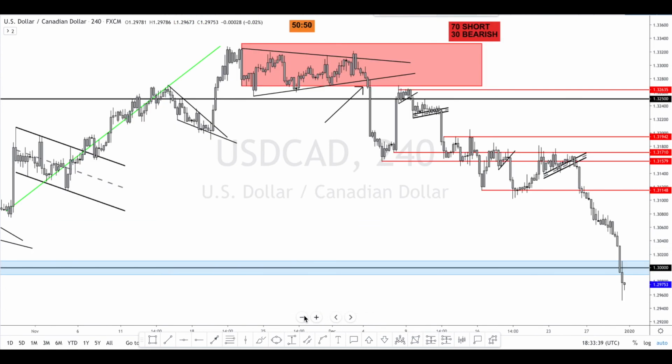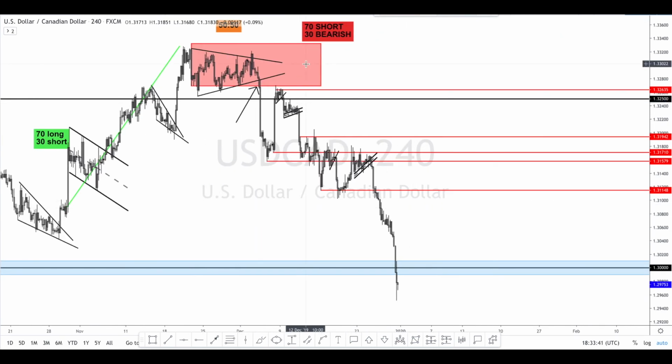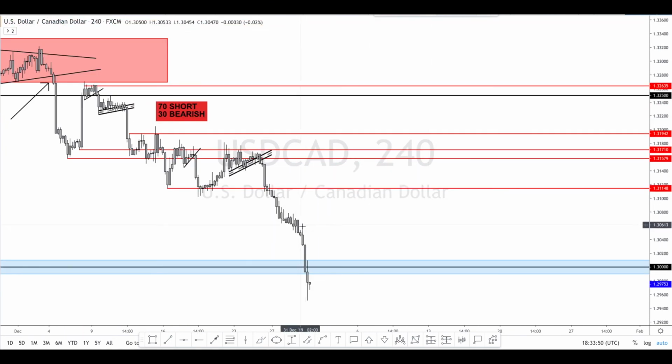So as we're now starting to sell off so aggressively, I'll say from here it's 70-30, then it's going 80-20, 90-10 now. We're not really getting any pullbacks in the market.